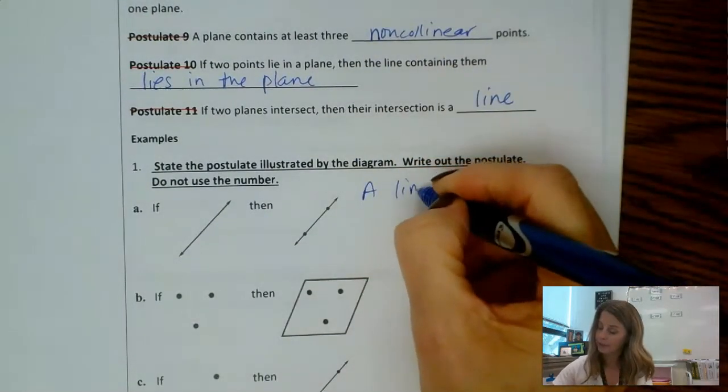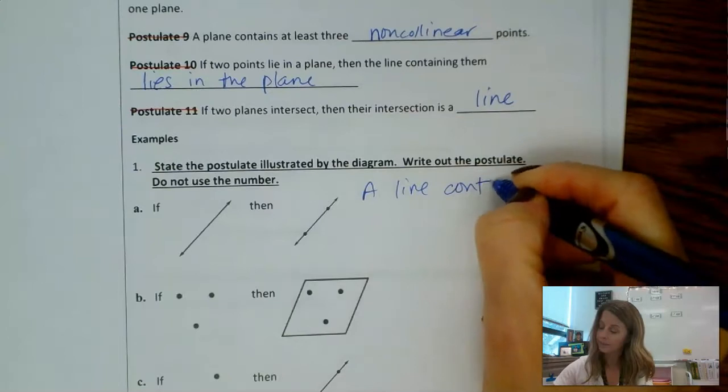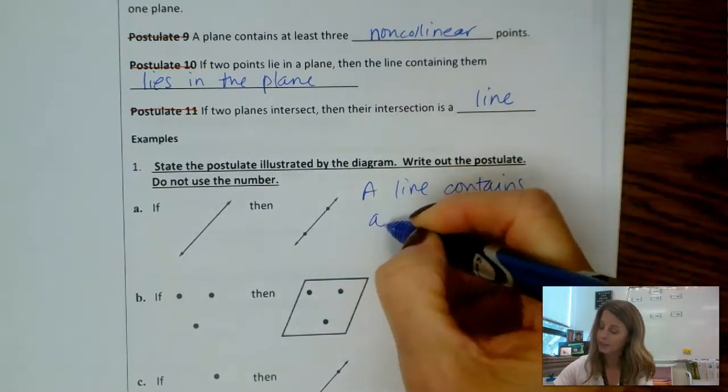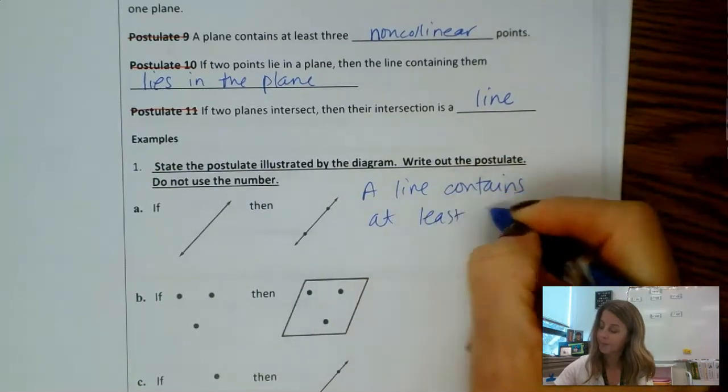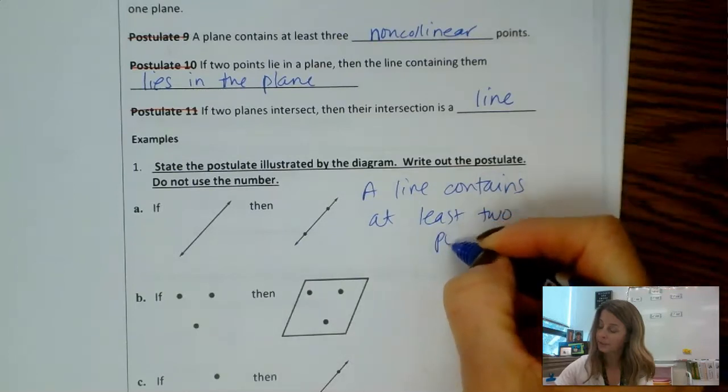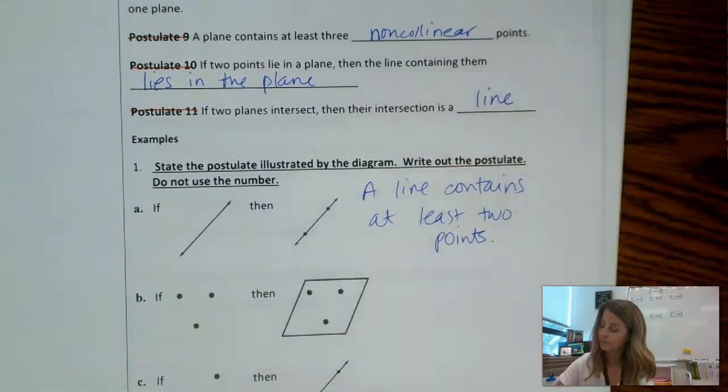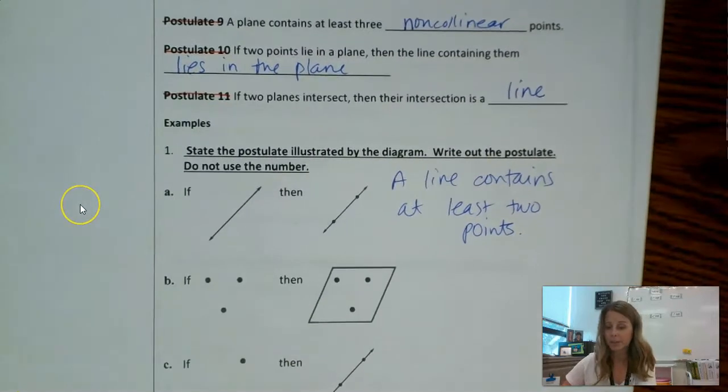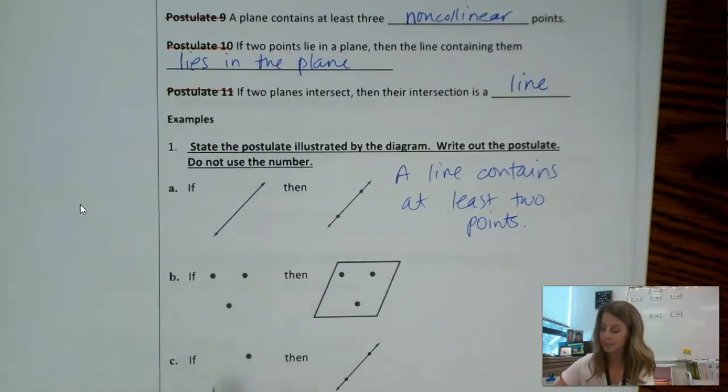A line contains at least 2 points. Okay. All right, so I want you to pause here. I want you to go through B, C, and D and jot down the postulate that it goes with above.